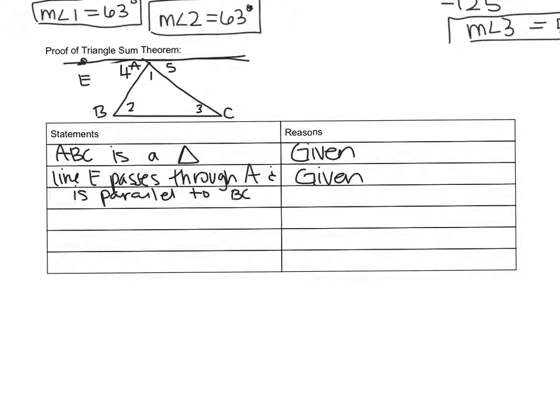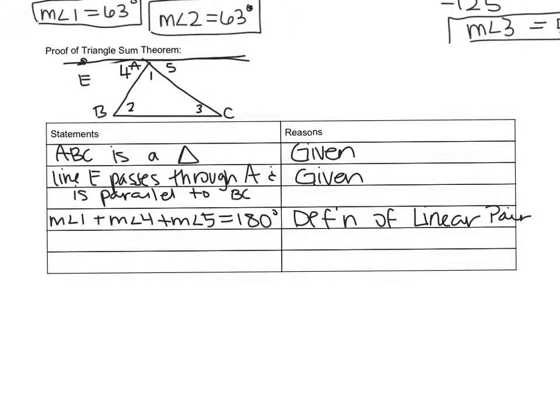First thing I'm going to realize is that angles 1, 4, and 5, because E passes through point A, that's a straight line. So our angles 1, 4, and 5 have to add to 180 degrees. So the measure of angle 1 plus the measure of angle 4 plus the measure of angle 5 equals 180 degrees. And the reason is going to be the definition of a linear pair. Now, normally a linear pair involves 2 angles adding to 180 degrees, but we are allowed to use 3 angles because we know it is a straight line.